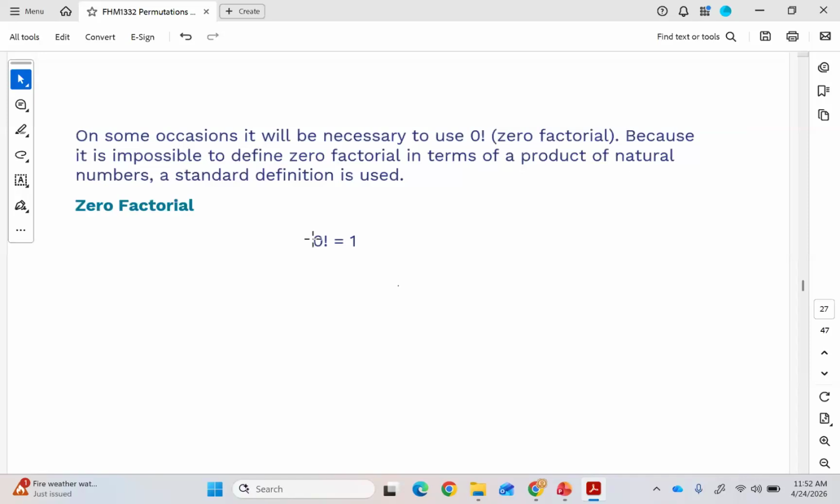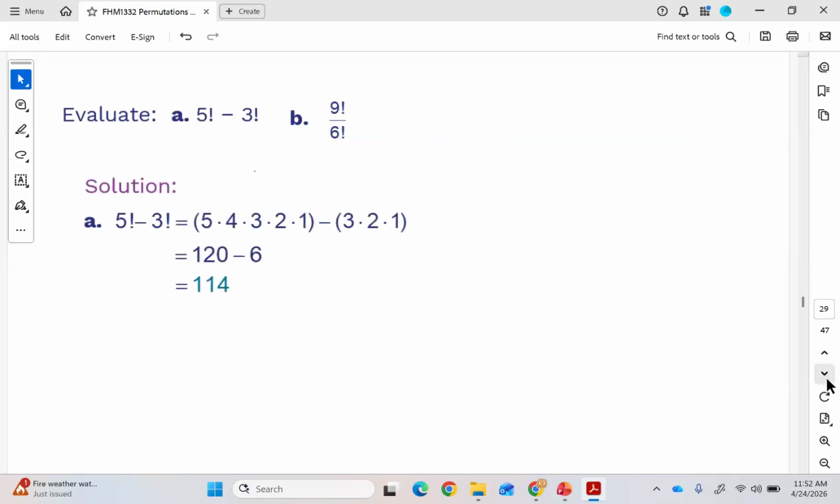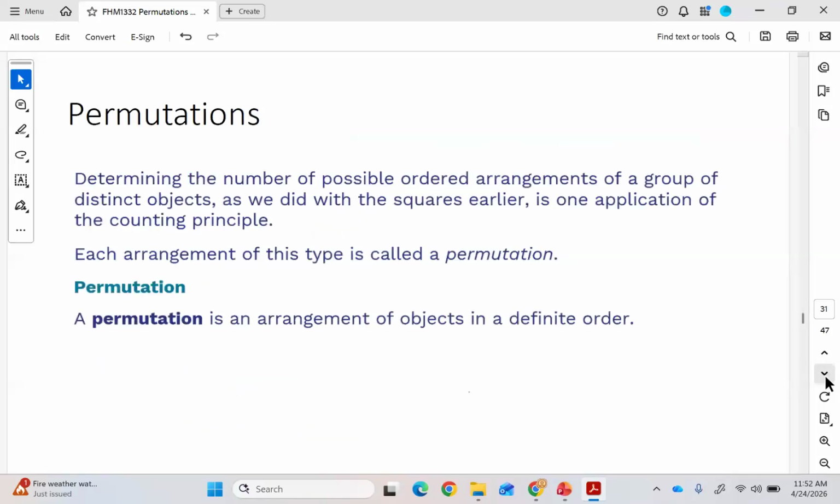By definition, 0 factorial, since it must start at the number and end in 1, doesn't actually include 0. So we're just going to set 0 factorial to be 1. It's kind of an agreement. Don't overthink it. 0 factorial is just going to be 1. I'm going to skip this part. This is just technical. But the part that I want to get to is the permutation.